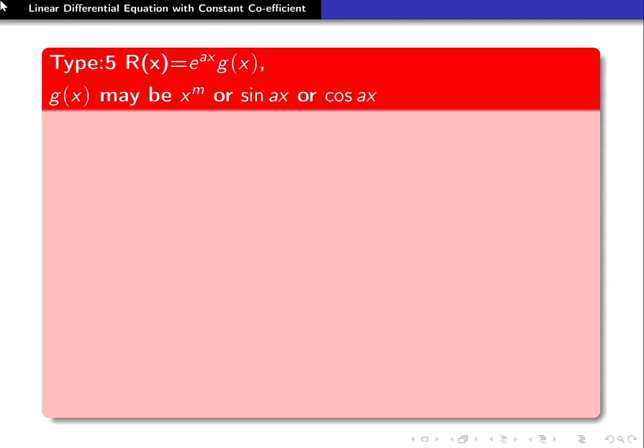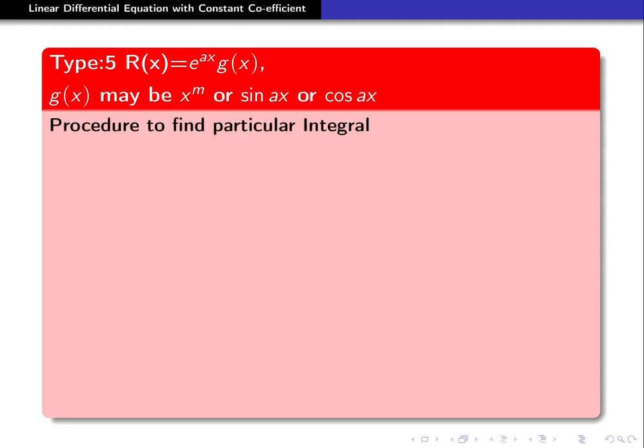So now we are going to see type 5. Type 5 is R of x, a combination of an exponential term with some other function. That function we call g of x. That g of x may be either algebraic or trigonometric, that is, either x power m, or sin ax, or cos ax.